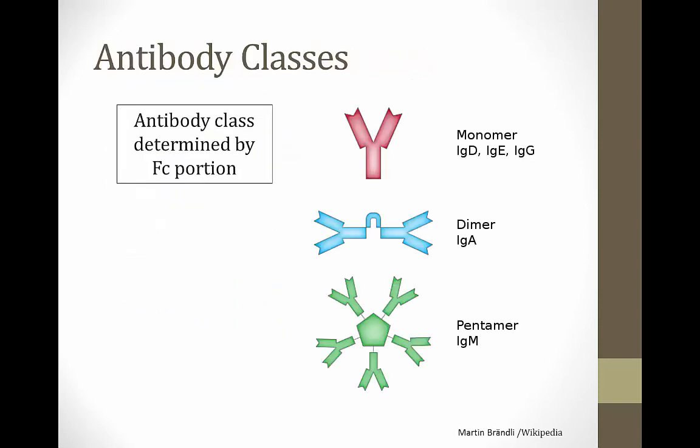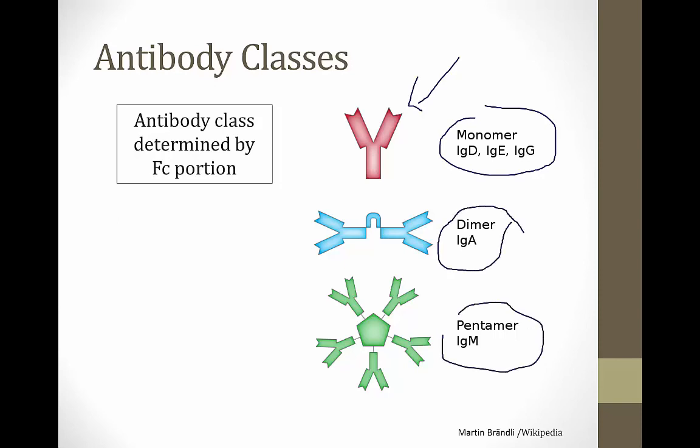Now let's talk about the antibodies. So the goal of the activated B cell is to convert into what we call a plasma cell, which is a B cell that secretes antibodies into the plasma and the tissues. And there are several different types of antibodies that B cells can make. The first type are the monomers that look like this shape right here. So IgD, IgE, and IgG are all monomers. The other type that the B cell can make is a dimer. This is what IgA looks like. And then the final type is a pentamer, which is IgM.